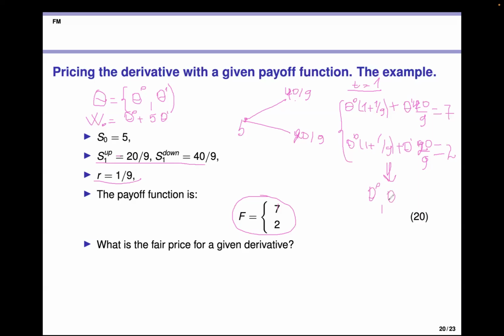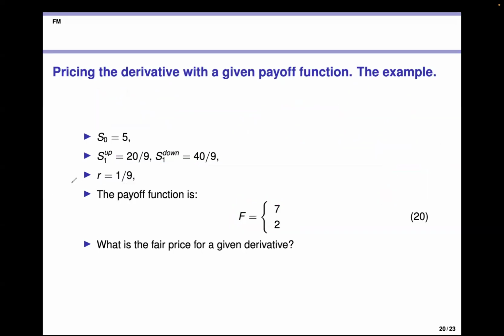Yes. And if we know these values, how can we find the fair price of the call option? Then we substitute them into W0. Yes. And the value of the portfolio coincides with the fair price of the call option, with the premium. Yes, well done. Thank you.